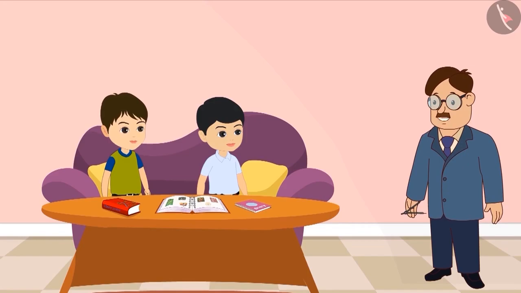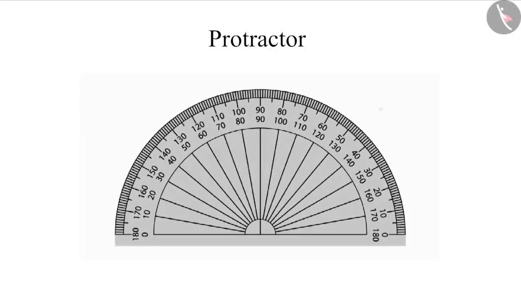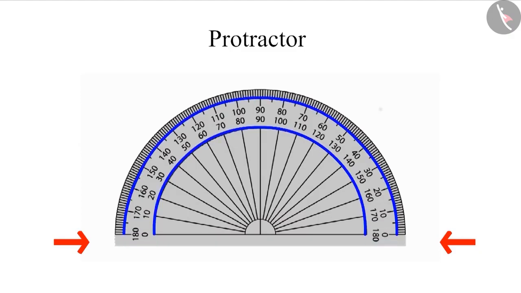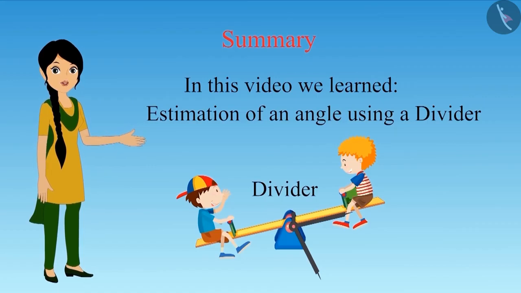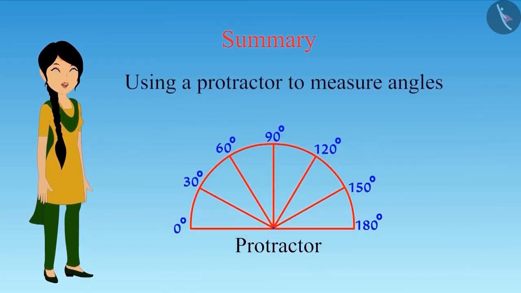Did you see, children? With the help of this protractor, we can easily measure any angle. In your geometry box, you will find a protractor. It has numbers from 0 to 180 on both sides, from right to left and left to right. In this way, we can measure the angle from both sides using the protractor. In this video, we learned estimation of an angle using a divider and using a protractor to measure angles.